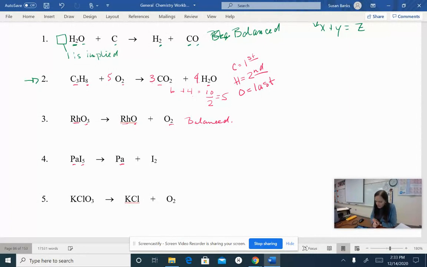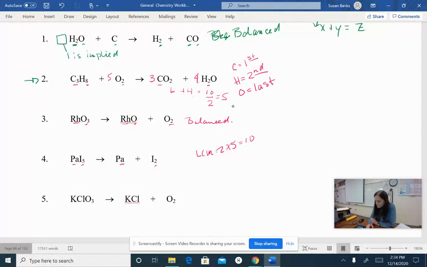I've got 1 praseodymium, I've got 1 here. I've got 5 iodines, and I've got 2. How do I make 5s and 2s get along? I need to find my least common multiple between 2 and 5. So if you think of the least common multiple between 2 and 5, isn't it 10? So I need 10 iodines, okay?